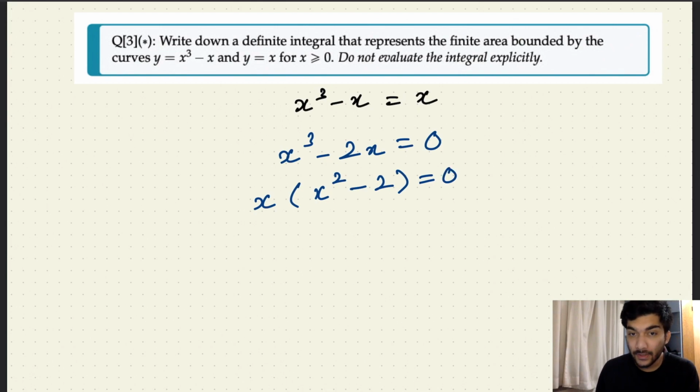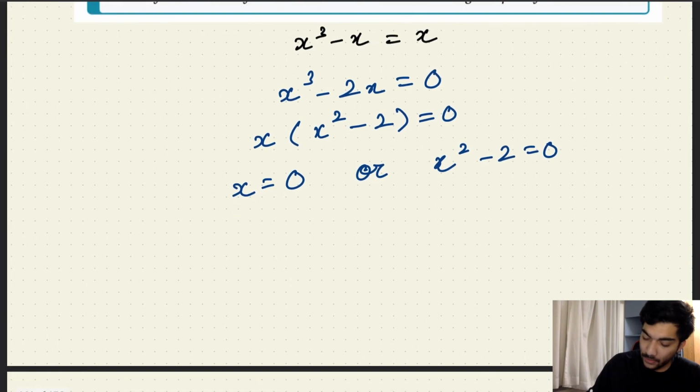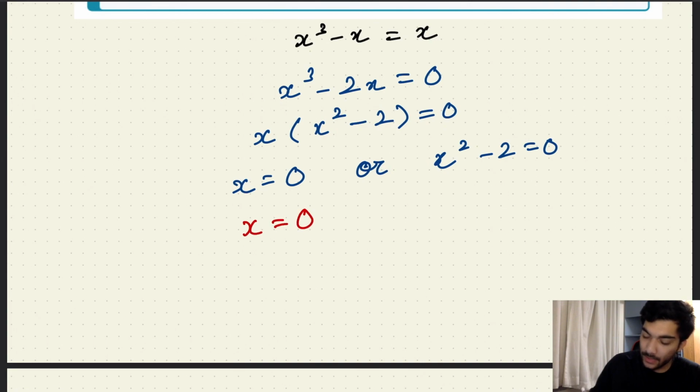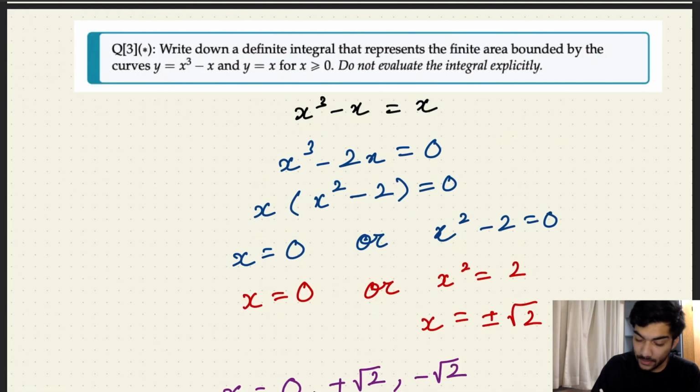So now in order to find the intersection points, either x is equal to 0 or x squared minus 2 is equal to 0, right? So it either gives me x equals 0 or x squared equals 2, which means x equals plus minus root 2. So now in this case, I have three intersection points, which are x equals 0, x equals plus root 2, and x equals minus root 2. But in our question, we are only concerned with x values which are greater than or equal to 0, so we'll go with x equals 0 and x equals root 2.